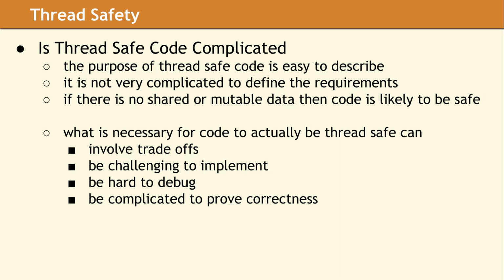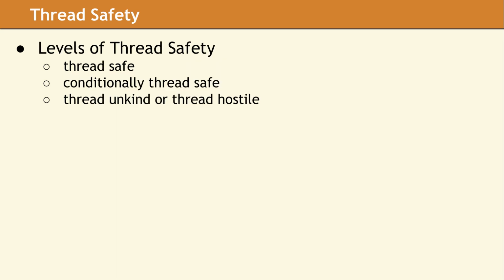Understanding what makes a function thread-safe is the easy part, and usually not complicated to define. The trade-offs and challenges occur in how to efficiently implement a thread-safe function. Thread safety can be broken down into three major levels. One end of the thread safety spectrum is code which is thread safe. The other end is code which is thread unsafe, unkind, or hostile, and cannot be called from multiple threads.